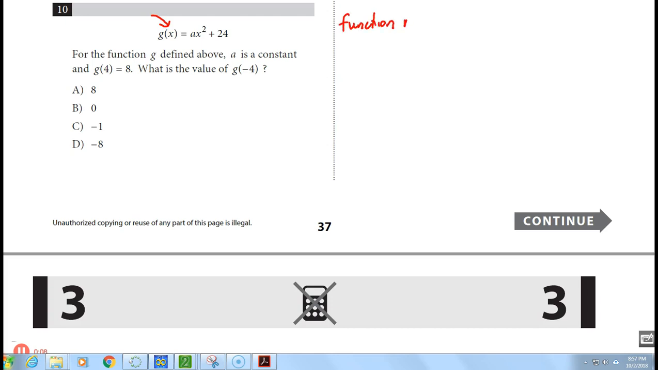Let me break that down a little bit. If you see something like, and a lot of times they use the letter f, f of x equals 2x plus 5, then an easy question might say, find f of negative 3.